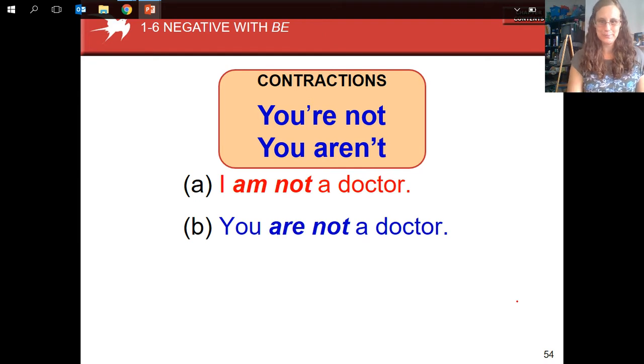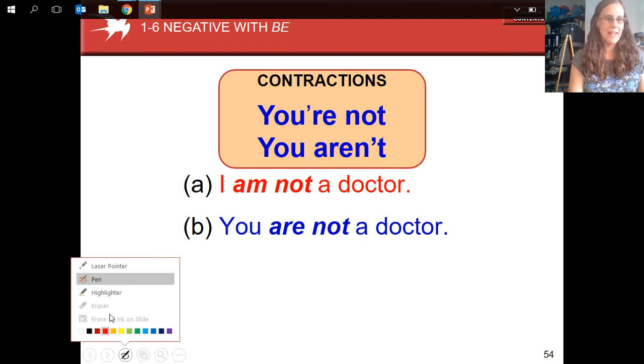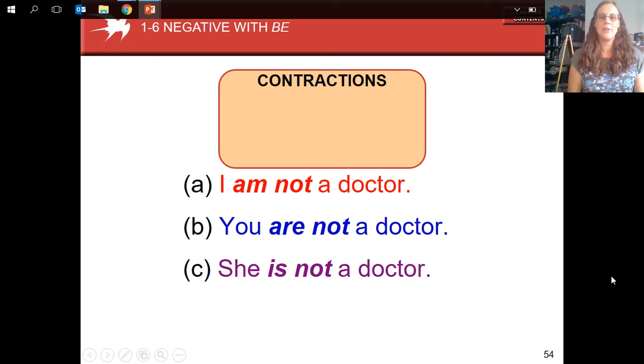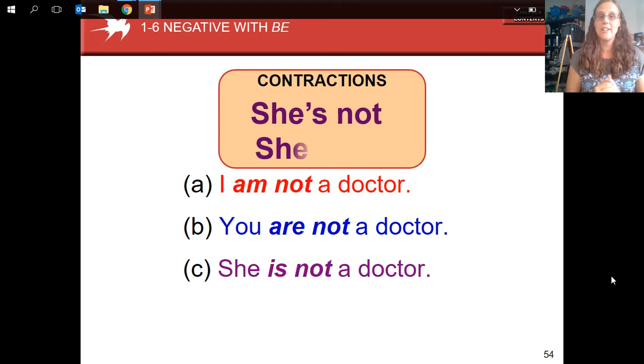All right, let's continue. And next, what about she? She is not a doctor. Again, not, right? To make it negative, not. She is not a doctor. The contraction form, she is not a doctor. She's not a doctor. One form, she's not a doctor. The second form, she isn't a doctor.